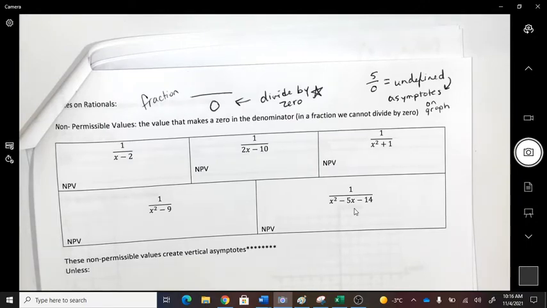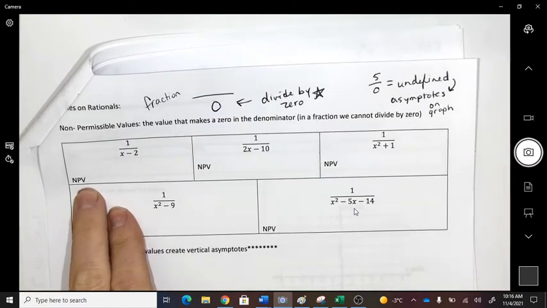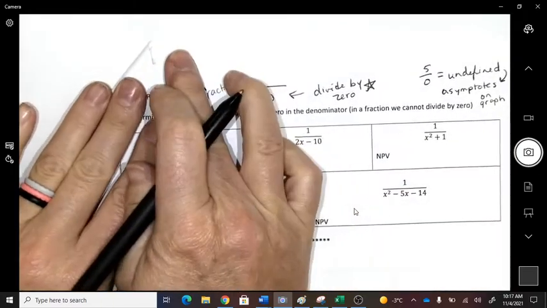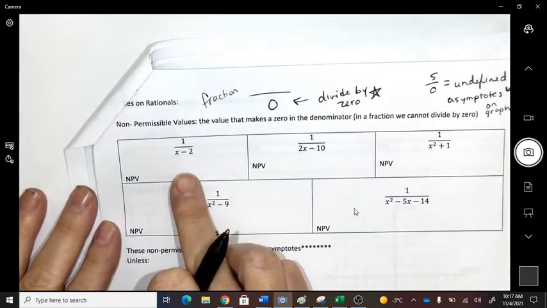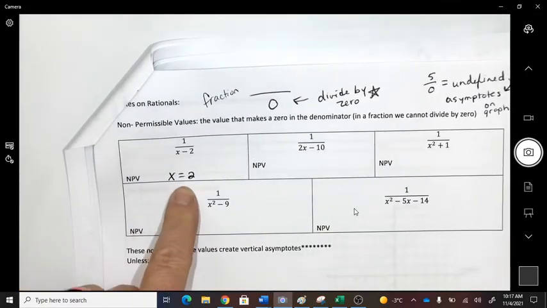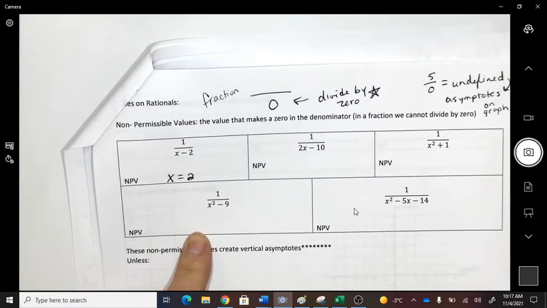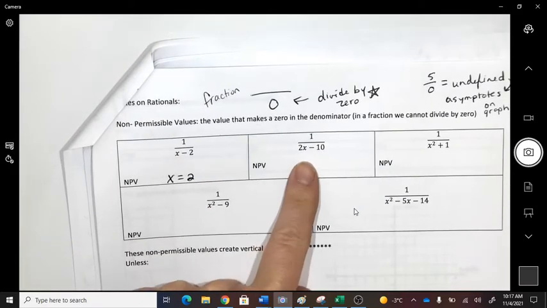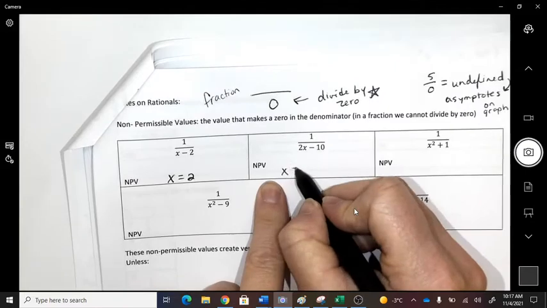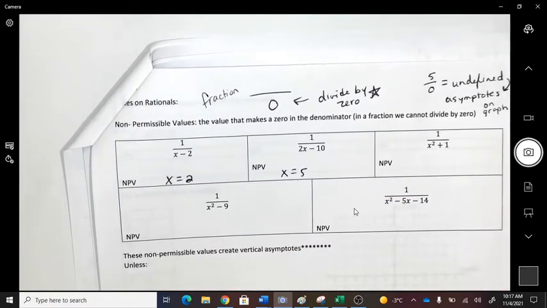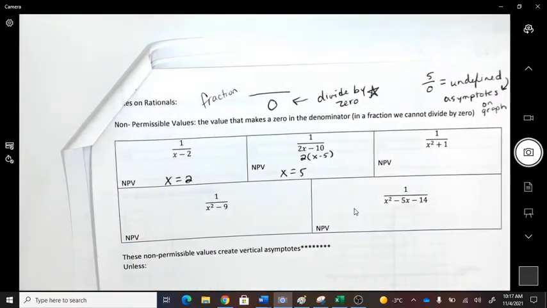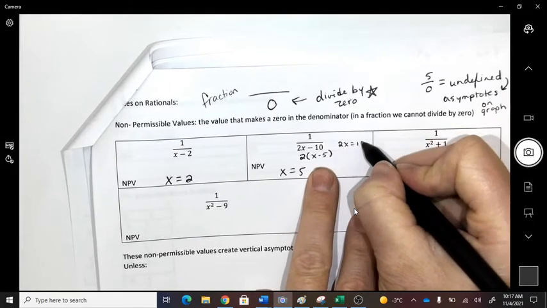Okay, so NPV is going to stand for a non-permissible value. So what is the value I don't want x to be? 2. So the non-permissible value is x equals 2. Okay, what about this one? You don't want x to be 5. So you could have thought about it two ways. Some of you might have said, I'm going to GCF. Or some of you might have just done some algebra thinking.